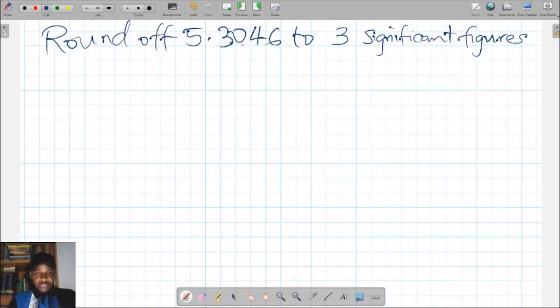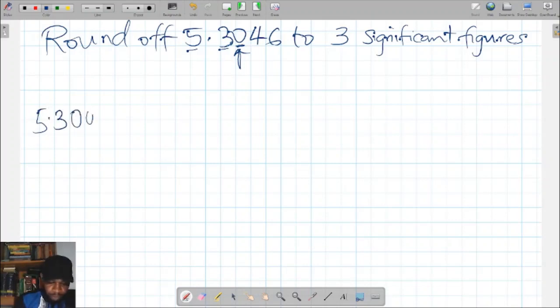This question says round off 5.3046 to three significant figures. The first significant figure here is 5. The next significant figure is 3. The next significant figure is 0. This 0 is significant because it is between two significant digits. And that means we are rounding to the 100th position. Let's just form our lower bound from here. We have 5.30. That's the 100th. So all the other digits become 0, 0, 0.